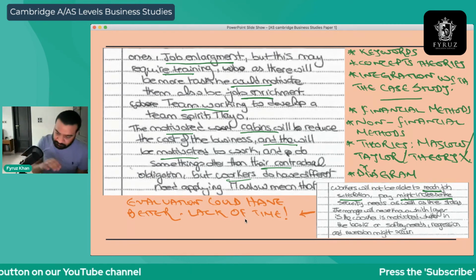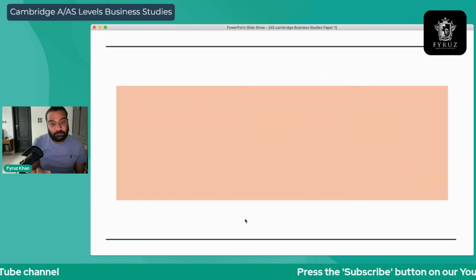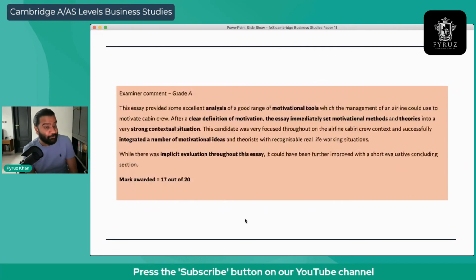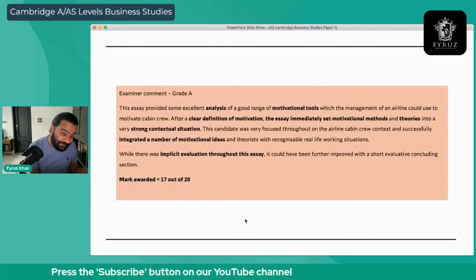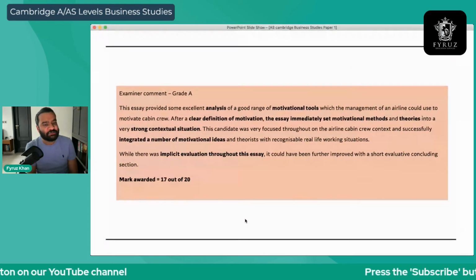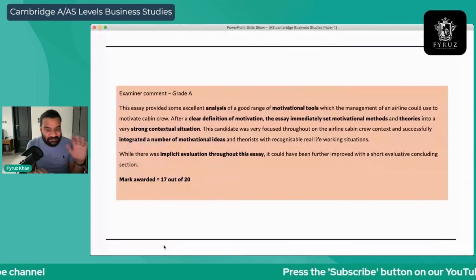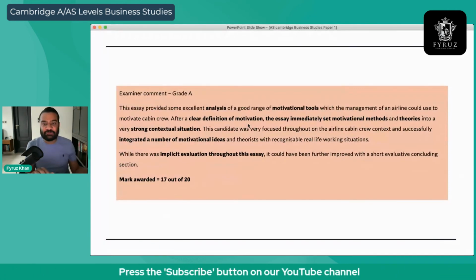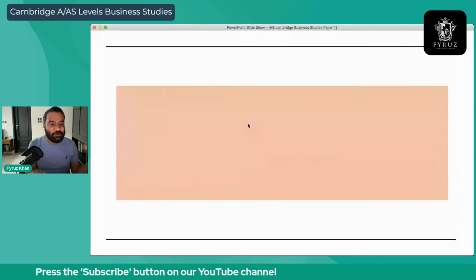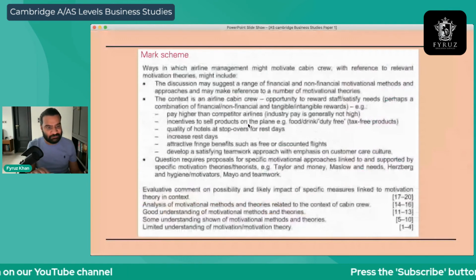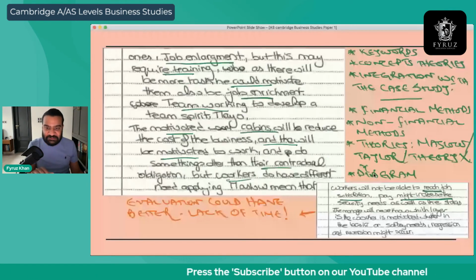Okay, and this is why this person has got a grade A, 17 out of 20. Probably this person would get an 18, given that he or she wrote a good evaluation. But this is good. Excellent analysis, motivational tools were there, a clear definition of motivation was there. So this question is about motivation. So start, what is motivation? And then go ahead. Okay, so that was there.